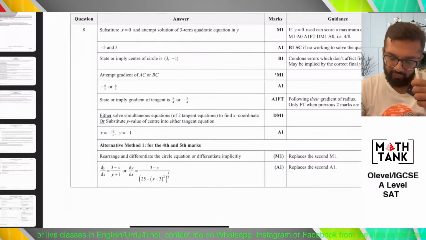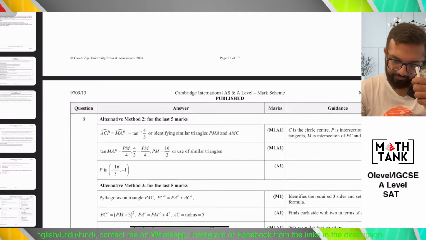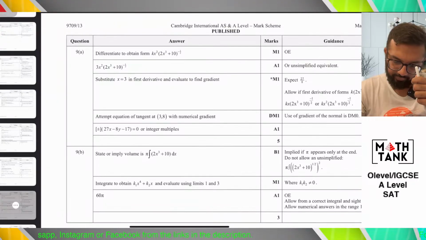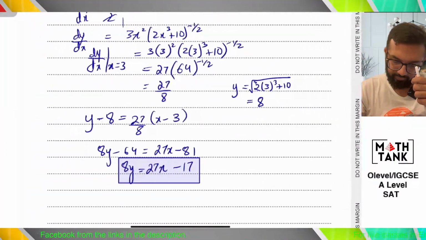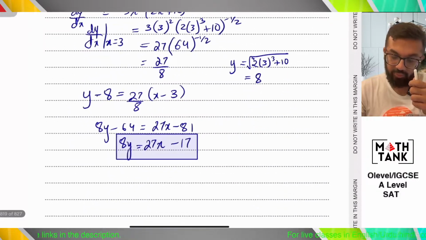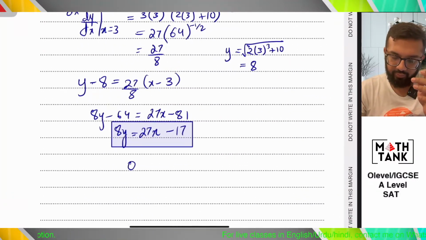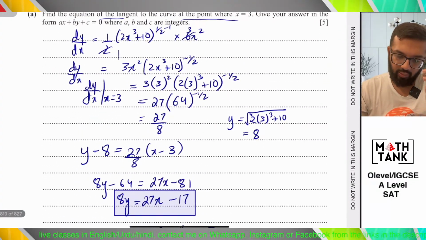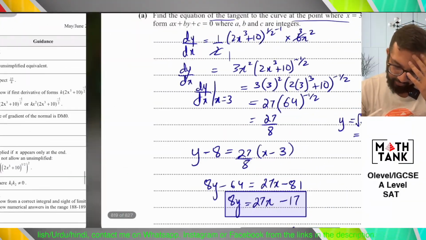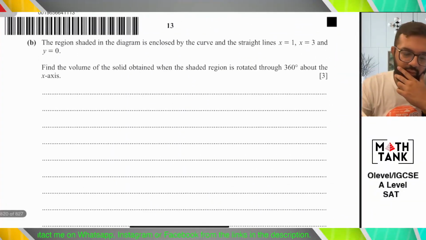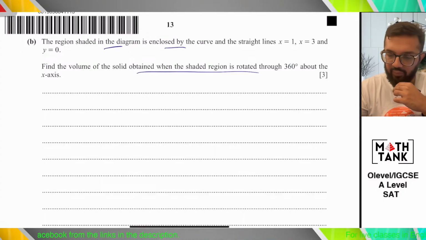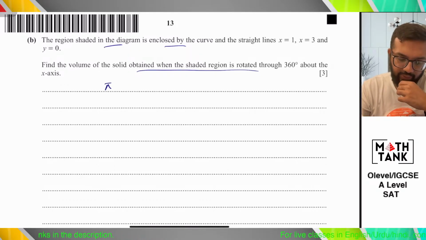Okay, let's check if that's fine too. It had to be all on one side. So 27x minus 8y minus 17. That's fine then. The shaded region in the diagram is enclosed by the curve this. Find the volume of the solid obtained when the shaded region is rotated 360 degrees about the x-axis.